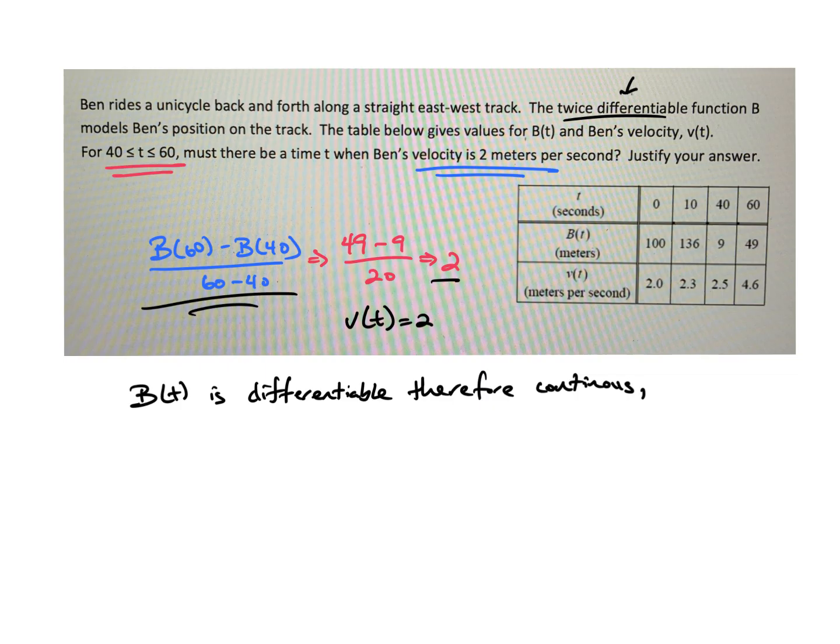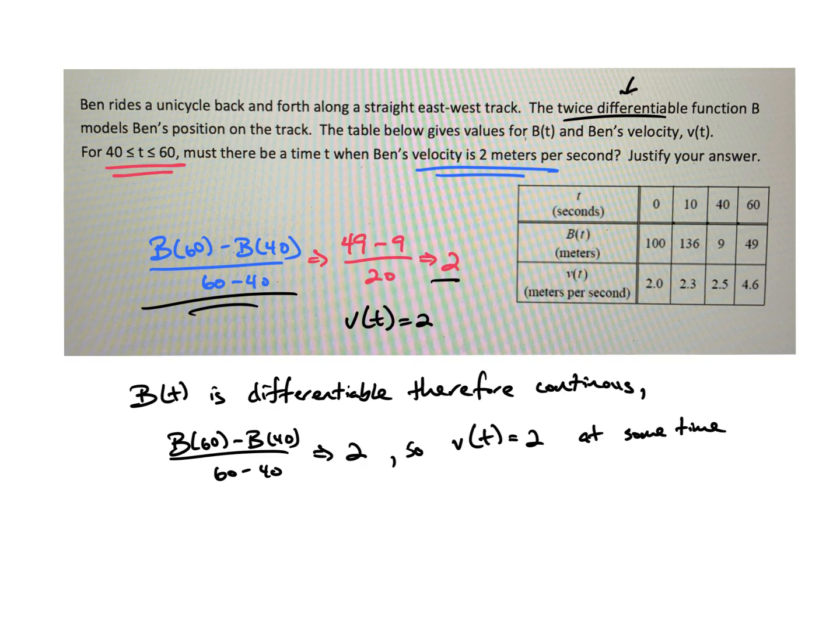Basically, restate what we did. We found average velocity, B of 60 minus B of 40 over 20, and our average velocity was equal to 2. So we know that it had to be equal to 2 at some point. So v of t is equal to 2 at some time between what? Between 40 and 60 seconds.